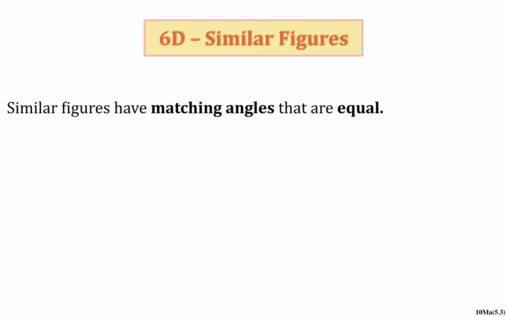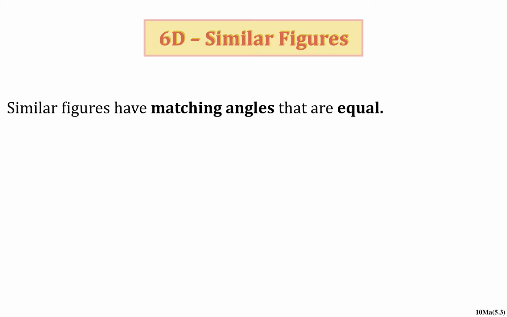Welcome to exercise 6D, where we're going to start dealing with a new concept now on similar figures. We've been looking at congruent figures, and if shapes are congruent, that means that they are identical. They have exactly the same side lengths and exactly the same angles. But if shapes are similar, then that's a little bit different.